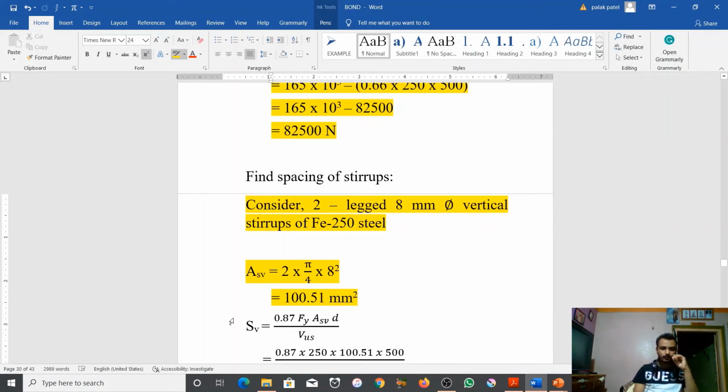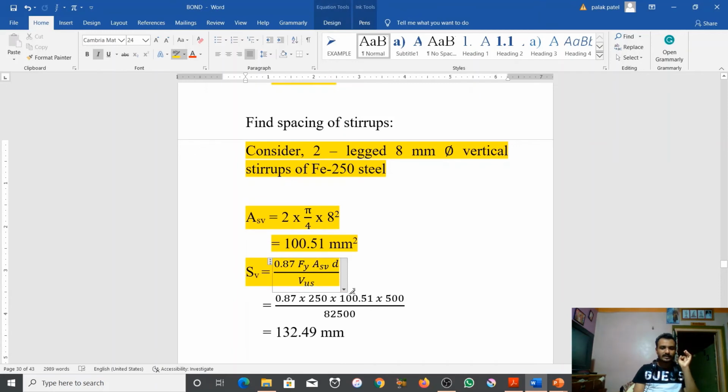So Sv is 0.87 fy Asv d upon Vus. This Sv gives us the spacing. 0.87, fy is 250, Asv we found here as 100.51, d is the effective depth given, and Vus is 82500, which is resisted by stirrups. So the spacing between stirrups is 132.49 mm.